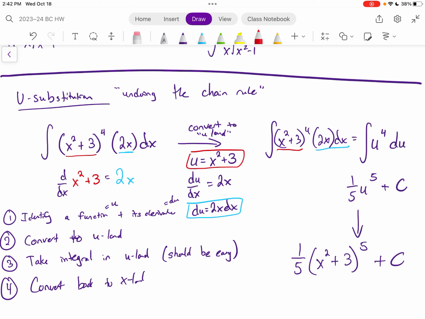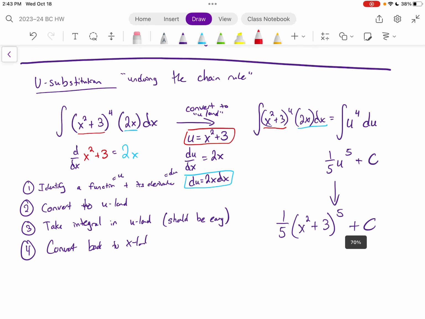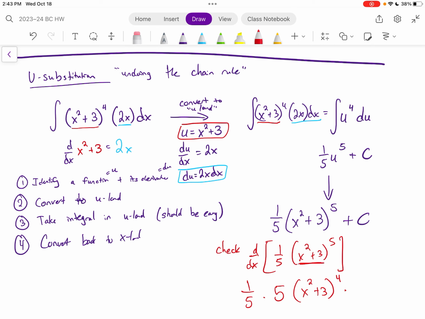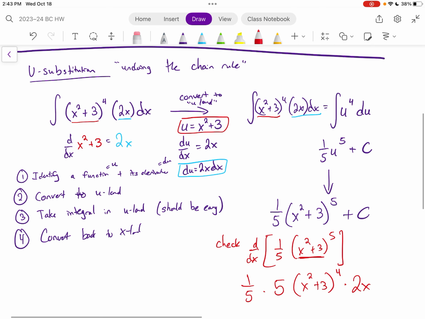Okay, now let's just check ourselves. We don't always have to do this, but let's check ourselves. So let's take this thing's derivative, and we'll hopefully see that we get the right answer. If I take this derivative with respect to x, I have this 1/5 floating outside, I bring down a 5, I have this thing to the fourth, and then of course I need to take the derivative of this inner function, which is just 2x. And would you look at that? That's exactly what we started with. So the goal of undoing the chain rule is to pick a u intelligently so I could take integrals that would previously be quite difficult.